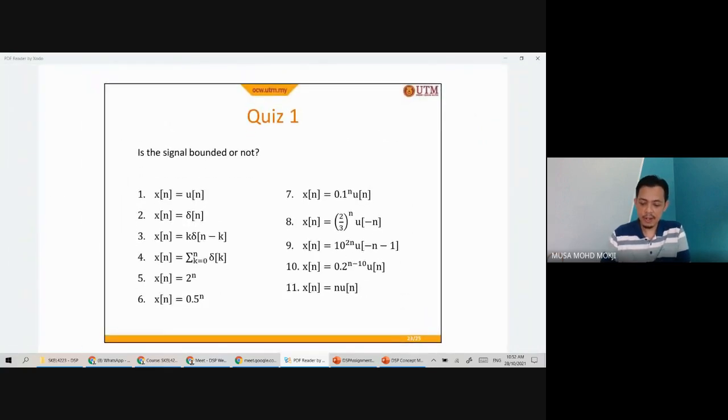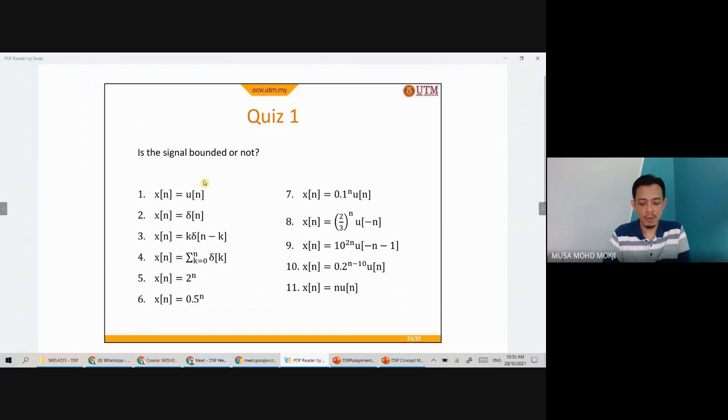Okay, let's try quiz 1, just checking whether this is a signal. So how do we know this is a signal? Because we have two things now. One is a signal, another one is a system. So the question here is, is the signal bounded or not? Does this signal have an infinity value or not? Bounded means that.